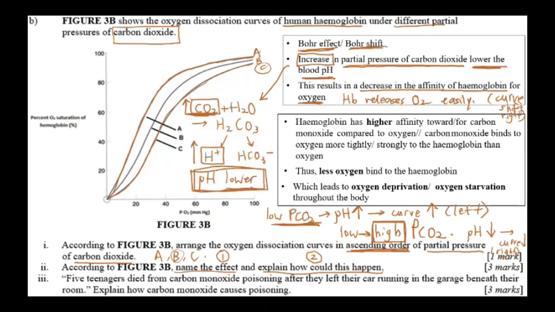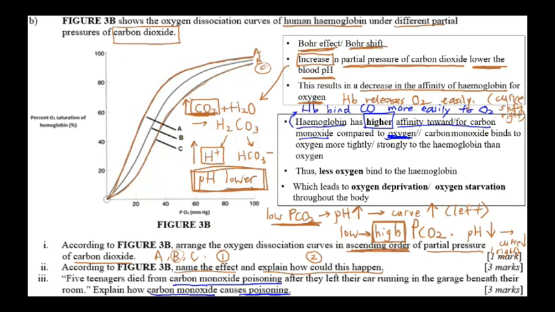Number 3. 5 teenagers died from carbon monoxide poisoning after they left their car running in the garage beneath their room. Explain how carbon monoxide causes poisoning. First, you have to know that hemoglobin has higher affinity for carbon monoxide than oxygen, which means that hemoglobin will bind carbon monoxide more easily than oxygen. When in the presence of carbon monoxide, hemoglobin will choose to bind with carbon monoxide rather than oxygen.